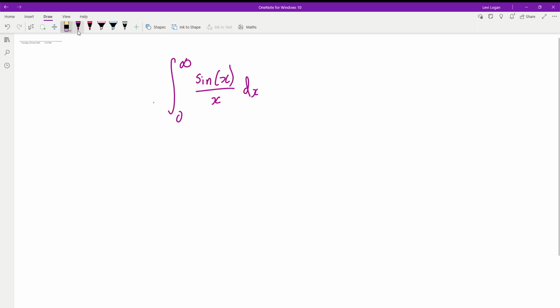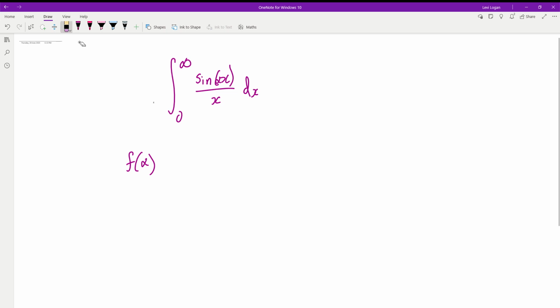Parameterize means we add in another variable and make this integral a function of something. In other words, we're going to make it a function of alpha. So f of alpha is something. Now we've got to pick where we want to put this alpha. Now, the best place to put the alpha would be here.